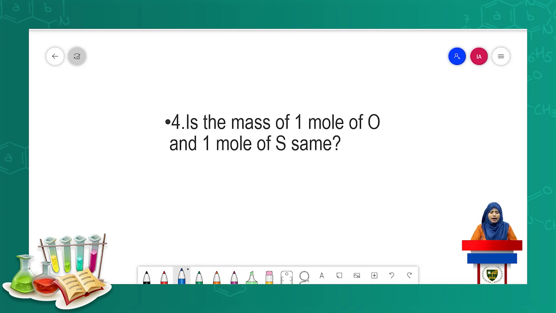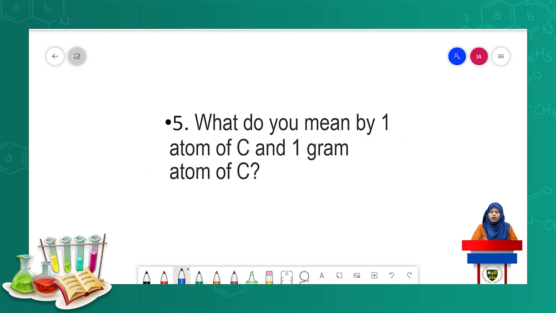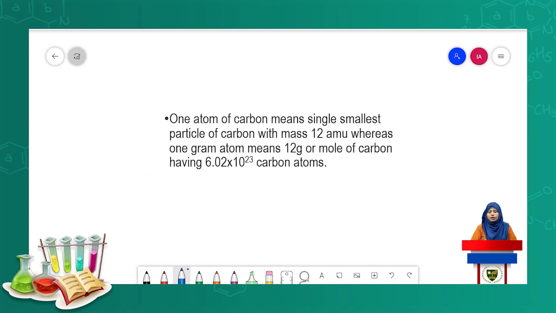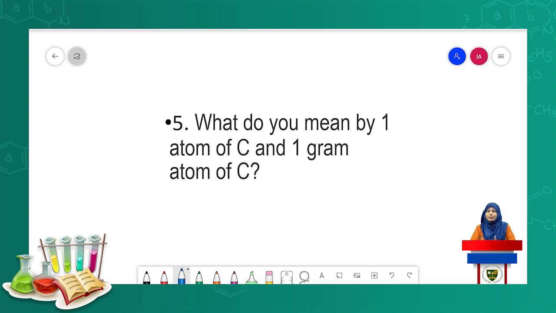ऑफ सल्फर एटम्स। Question number 5 is what do you mean by 1 atom of carbon and 1 gram atom of carbon? When we say 1 atom of carbon, it means single smallest particle of carbon with mass 12 AMU, matlab atomic mass units. Whereas 1 gram atom means 12 grams or 1 mole of carbon having 6.02 into 10 power 23 carbon atoms.